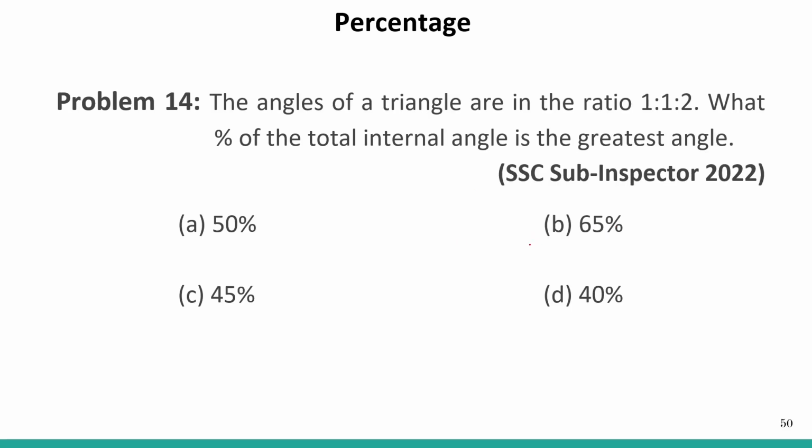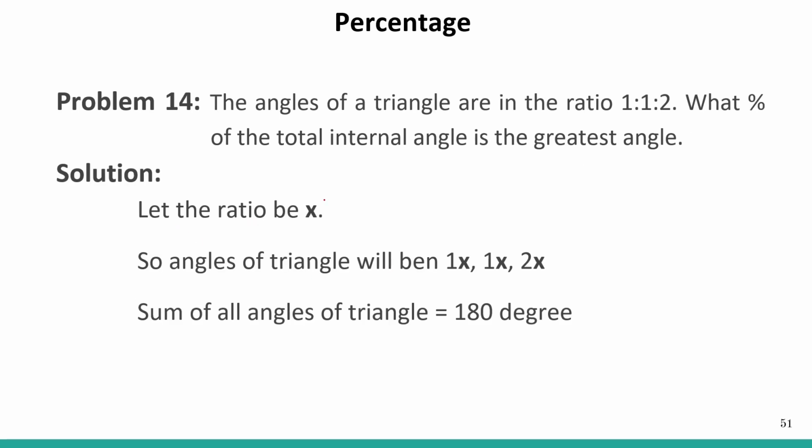Problem number 14. The angles of a triangle are in the ratio 1:1:2. What is the percentage of the total internal angle in the greatest angle? Let's see. We assume the ratio to be x, so the angles will be 1x, 1x and 2x, for each corner respectively.